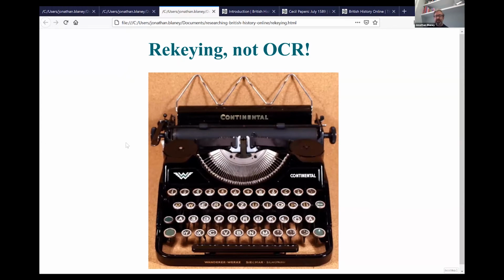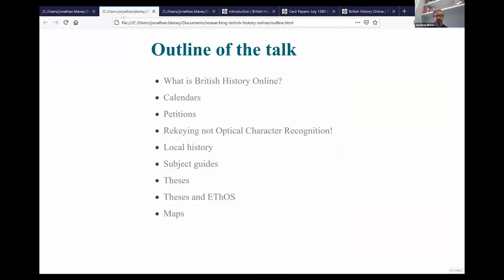BHO, though, is completely rekeyed, and we have very high accuracy rates. Sometimes when I'm checking what we get back from our keying companies, I find small mistakes. I check them against the original print volume, and it's nearly always a typo in the original book that has been faithfully transferred over to BHO. So extremely high accuracy is what you can expect on British History Online. But because we're a relatively small resource, that's feasible.